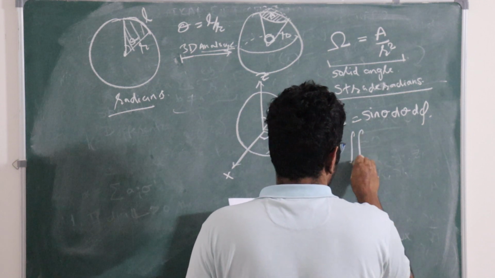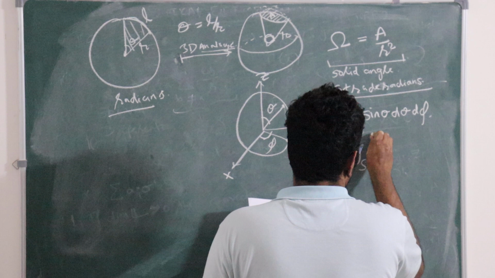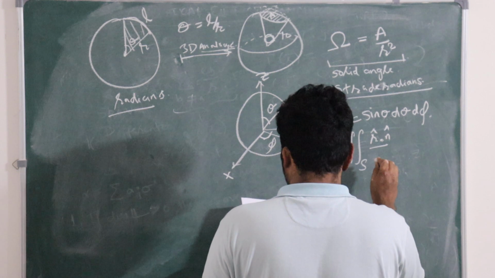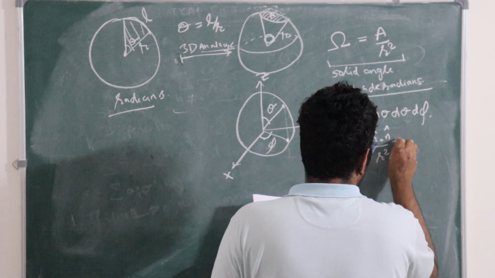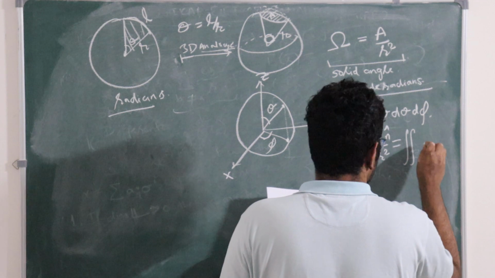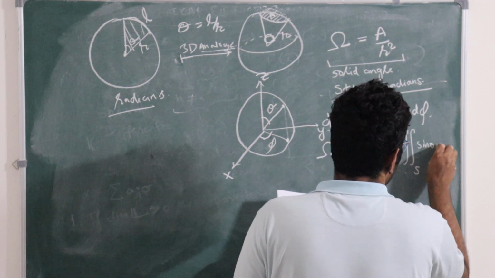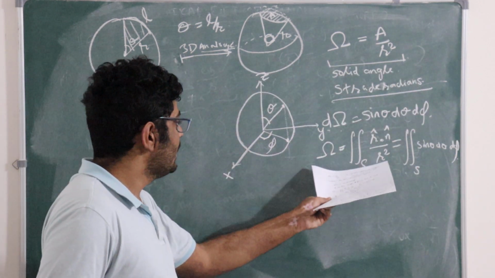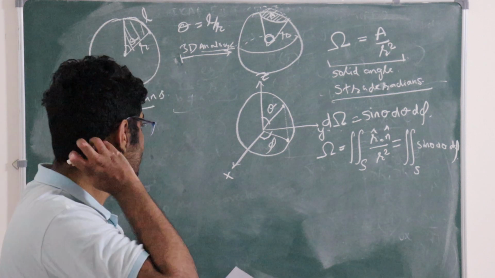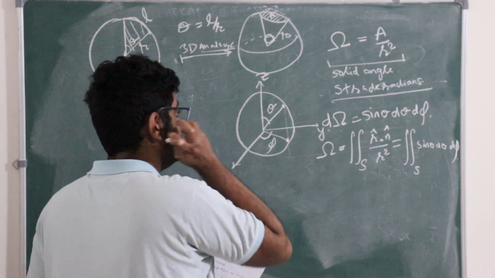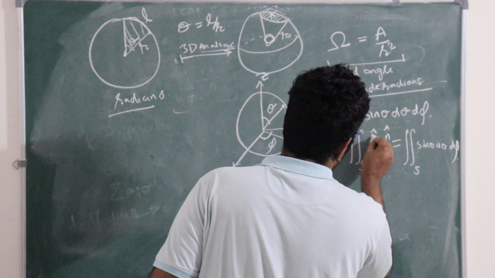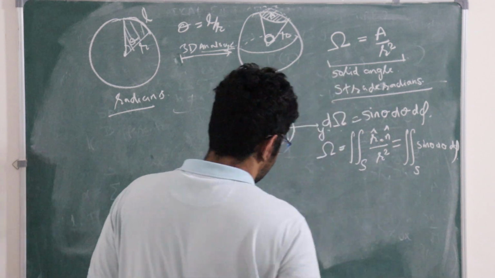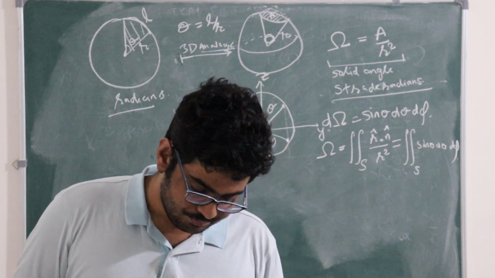Since it's a two-dimensional surface, we have a surface integral. In Cartesian coordinates, r cap dot n cap times r squared is the same as sine theta d theta d phi. Here r cap dot n cap is the normal component of r cap, where r is any vector over here.